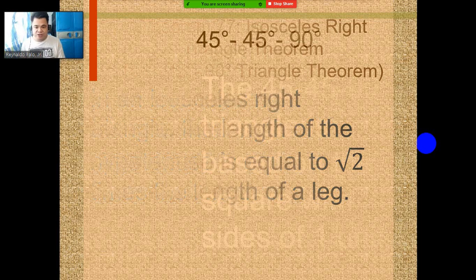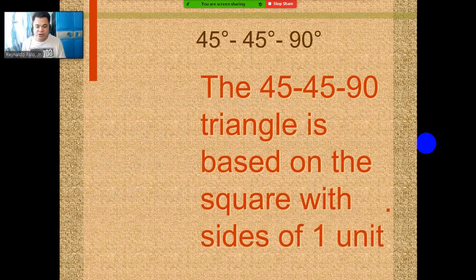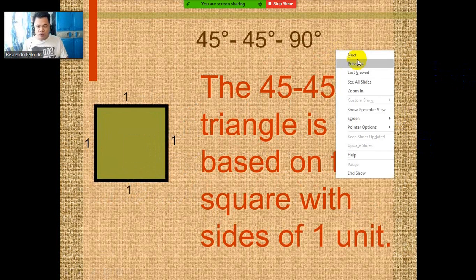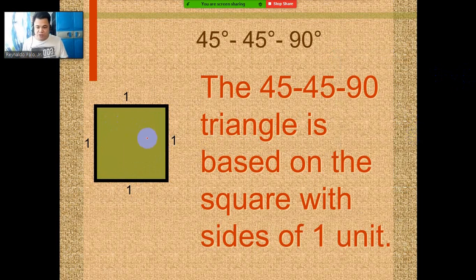So how is this derived? The 45-45-90 triangle is based on a square with sides of 1 unit. One of the properties of a square is that all of the sides are congruent and all of the angles are right angles. So you have to take note of that. Let's say this is the square. As you can see, all of the sides measure 1 and all of the angles measure 90 degrees. We cannot call it a square if the angles are not 90 degrees.